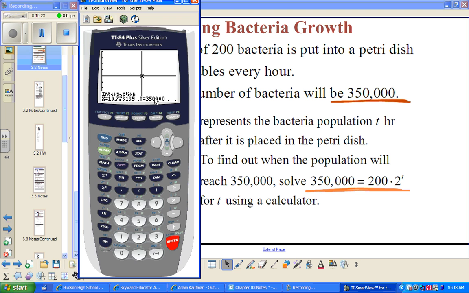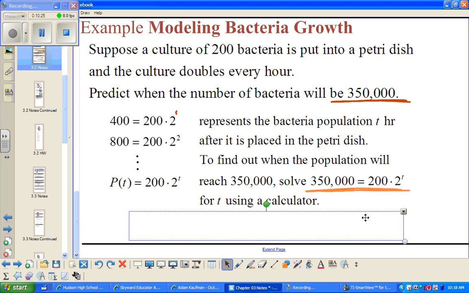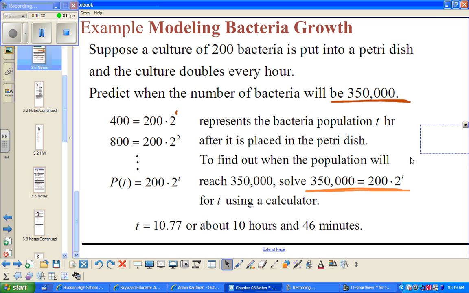What does that 10.77 represent? Well, that's going to be my t value. That's the time. Remember, the t in this case was hours, so 10.77 hours after you start. That gives us our answer of when the bacteria would be at 350,000. Pretty amazing stuff. Think about what that means. Think about how fast that grows. Yeah, I know. It's amazing. All right.